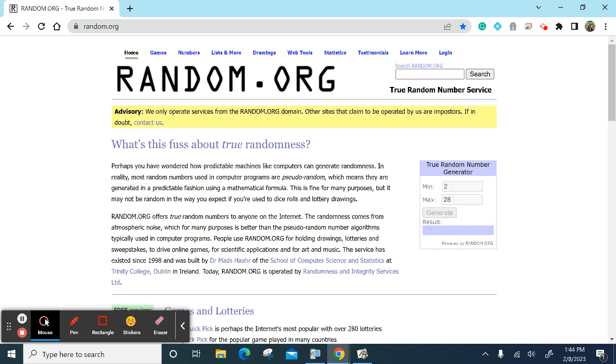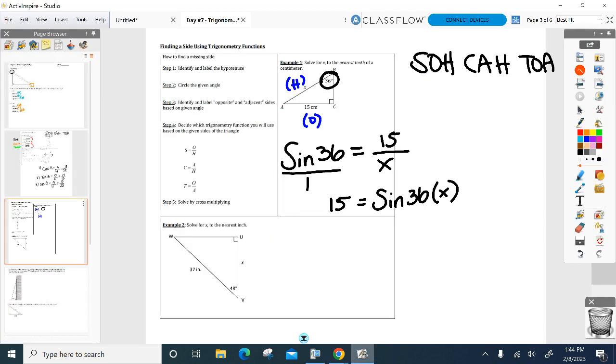How do I get x by itself? What do you think? Divide by sine 36. Now, I know some of you are asking, what is this sine 36 business, and how do I divide by it? Sine of 36 is a number, probably a decimal, too, that your calculator already has programmed into it. All right, all these values, sine, cosine, tangent, are already in your calculator.